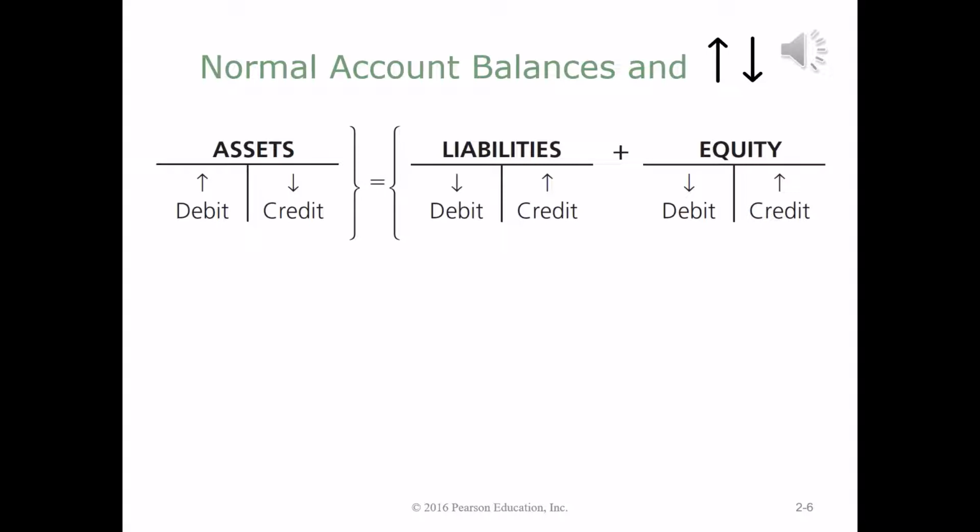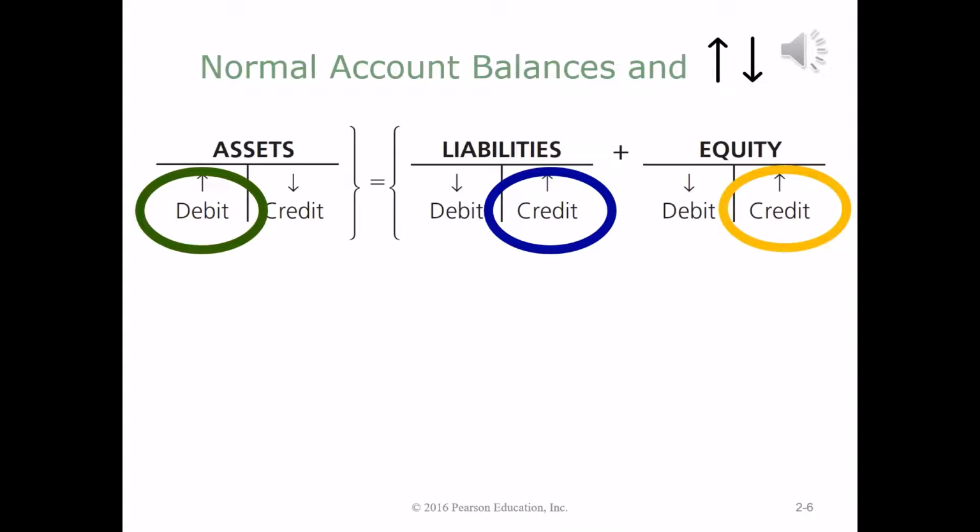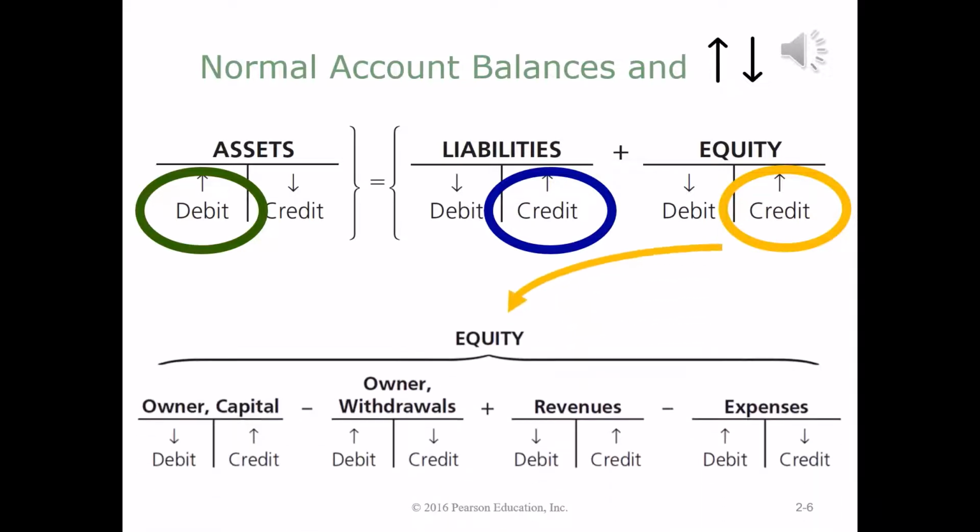Let's take a closer look at the normal balances of the accounts in the equity section. We already learned that the normal balances of assets are debits and the normal balances of liabilities are credits. When you combine all the accounts in the equity section together, they should have a normal balance of a credit. Let's look at each one. Owner capital has a normal balance of a credit, just like equity in the accounting equation.